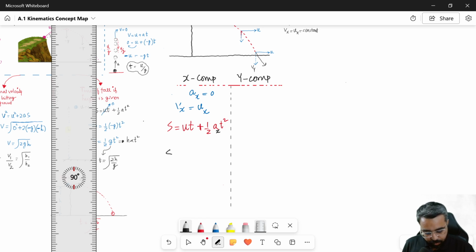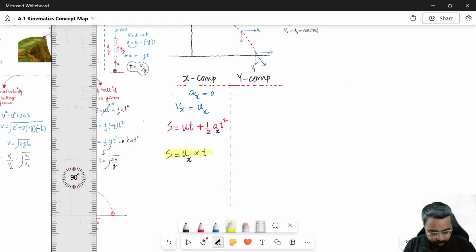So what is the horizontal displacement covered, the distance covered? That is also called the range of the projectile, that is, how far it falls from the point of projection. So this is equals to ux times t. This is an equation that we will apply in the questions.